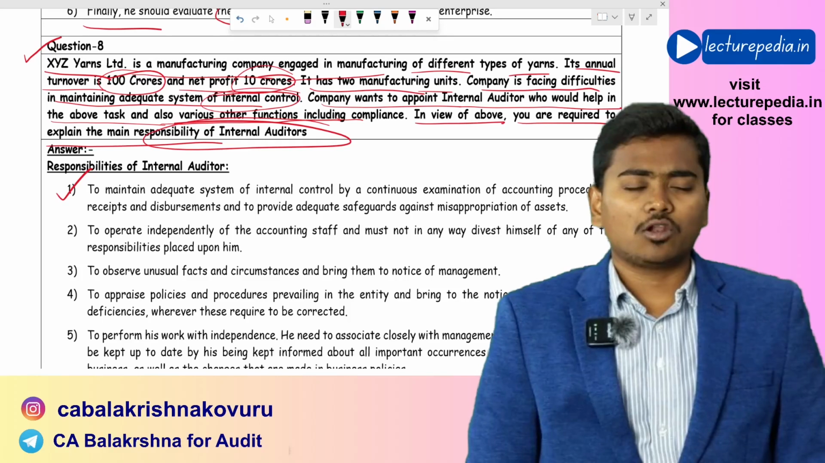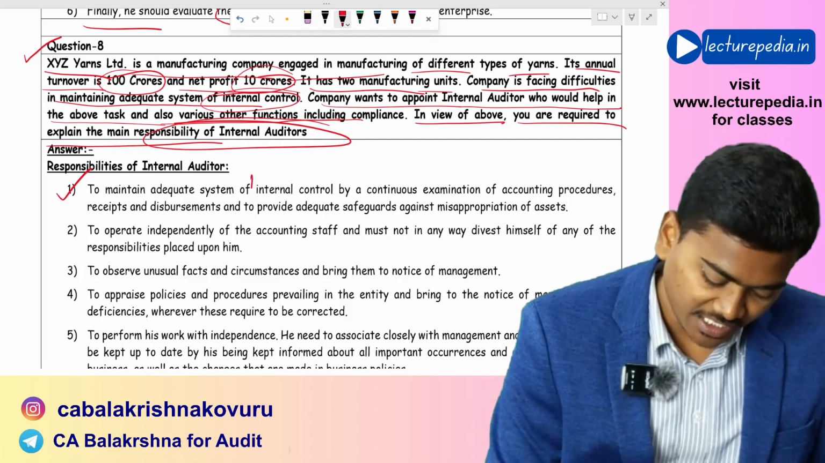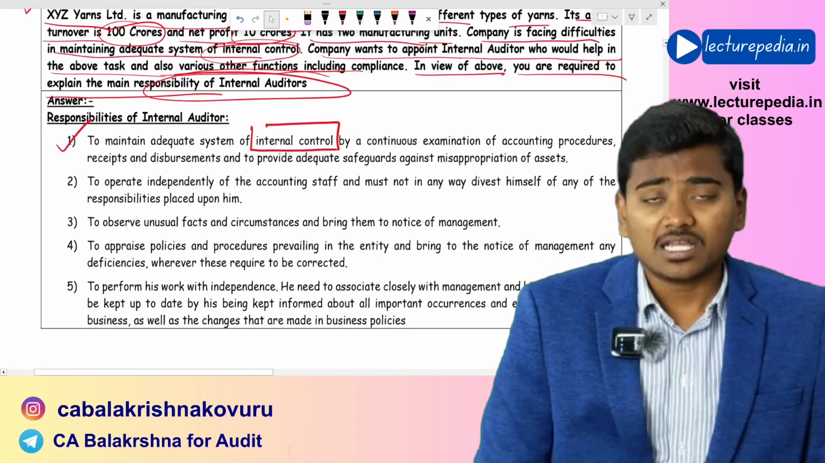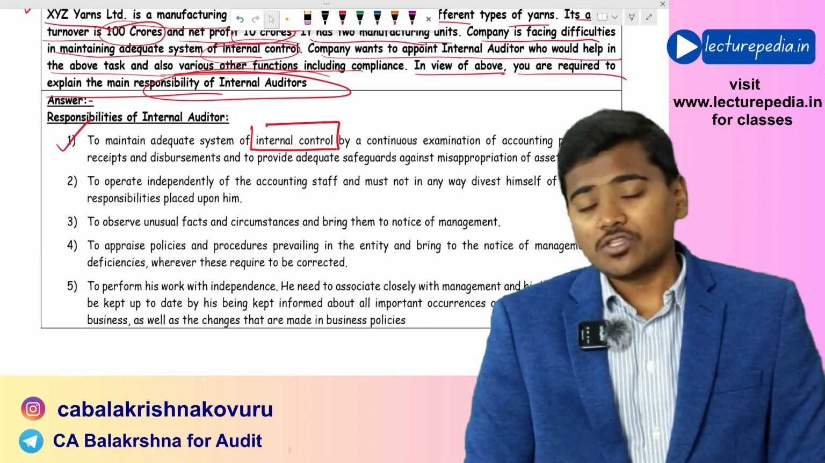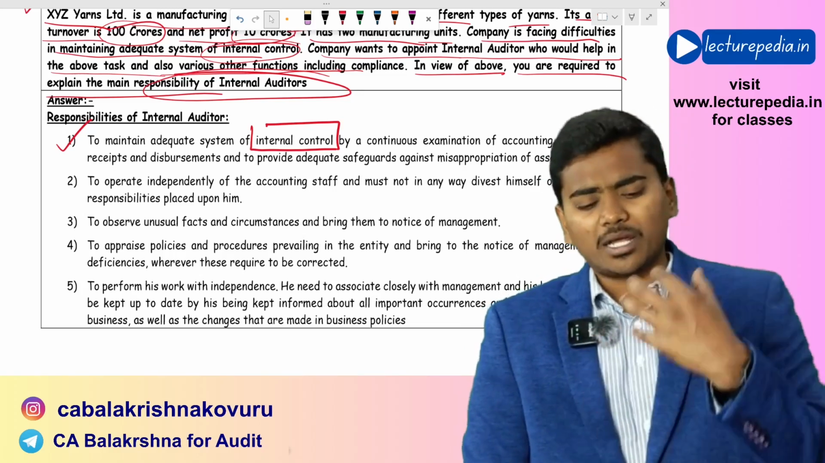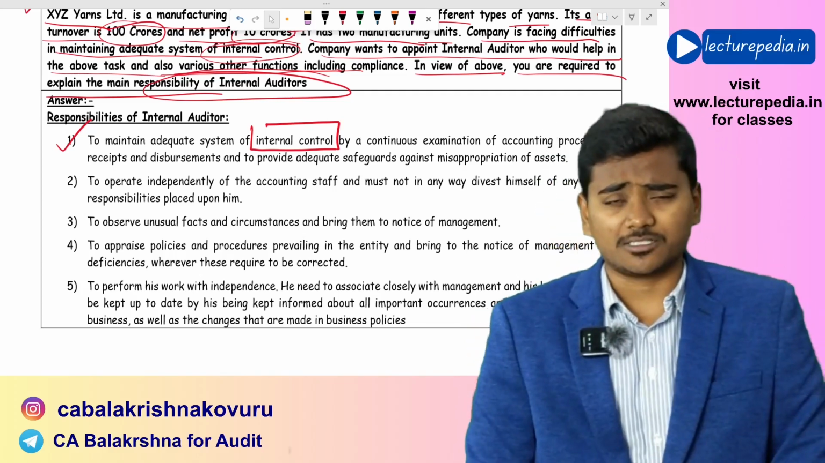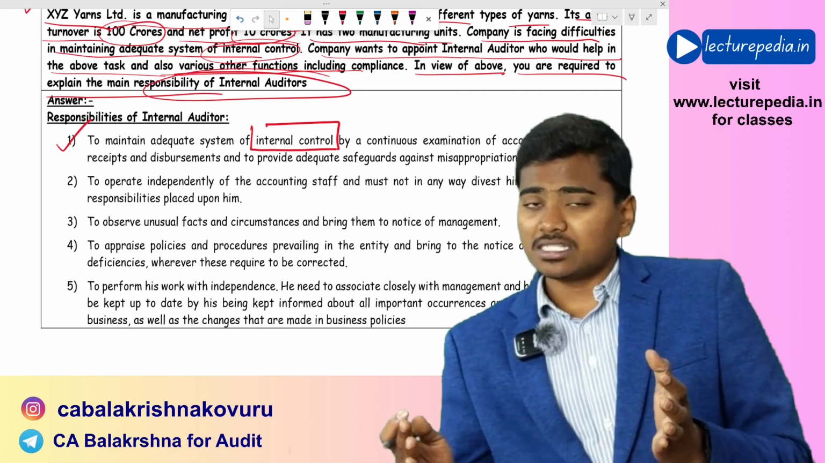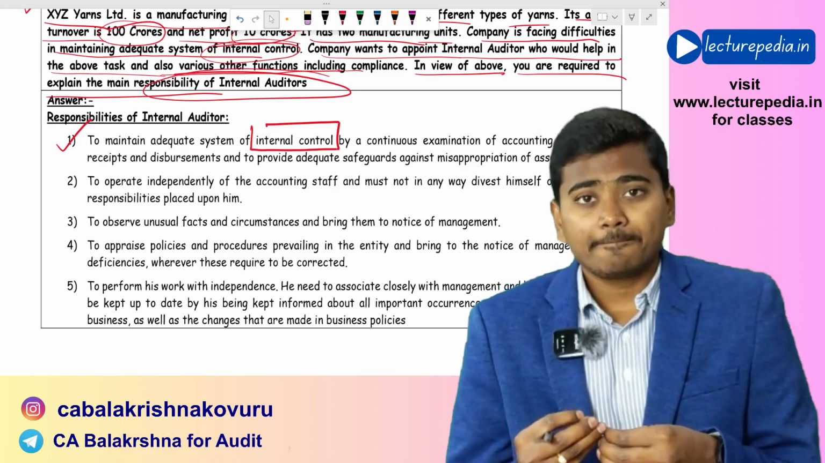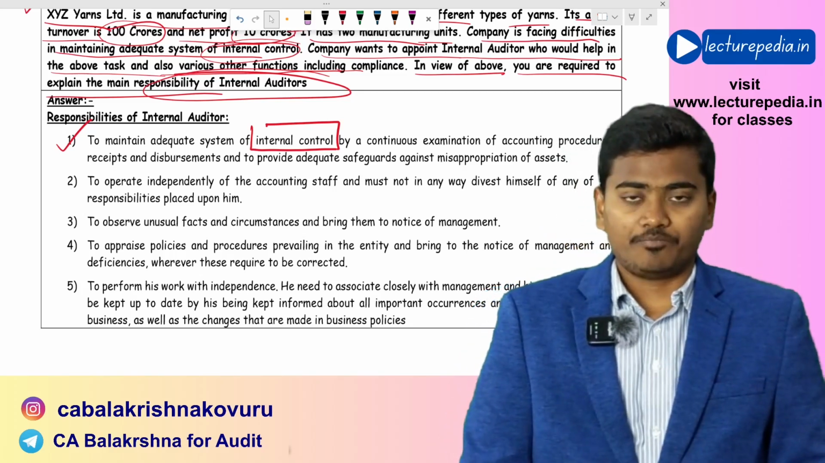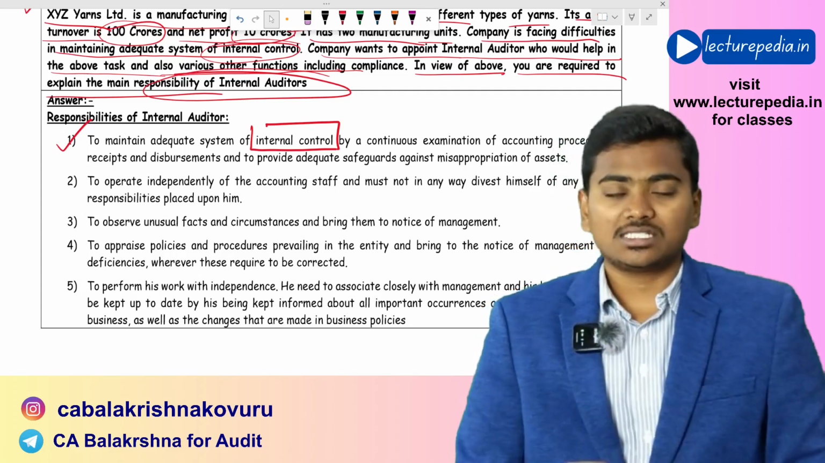First of all, obviously the internal auditors will have responsibility to maintain the internal control system within the organization. Next, the internal auditor is also responsible to operate independently of the accounting staff, because he will be permanently in the organization itself, and he will verify the day-to-day transactions of the entity. So he will be working closely with the accounting staff. During this period, he should not develop any association with the accounting staff. He should always work independently of the accounting staff.